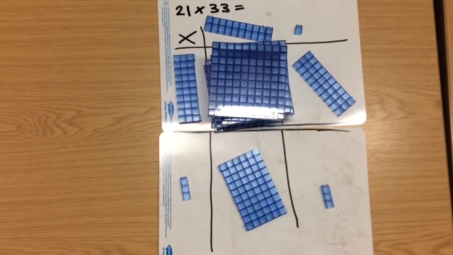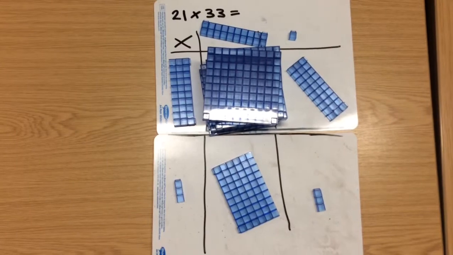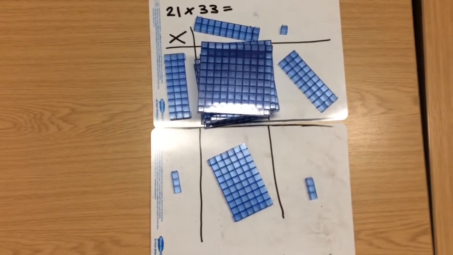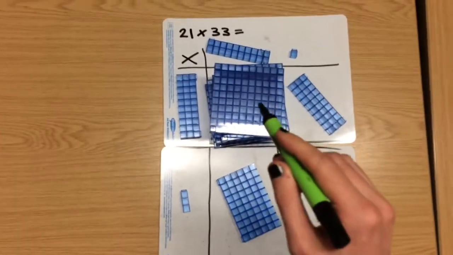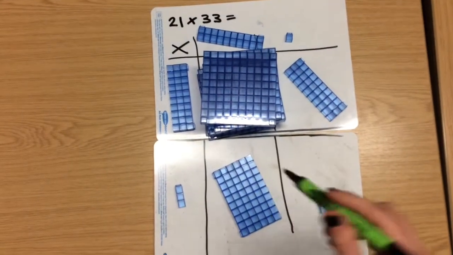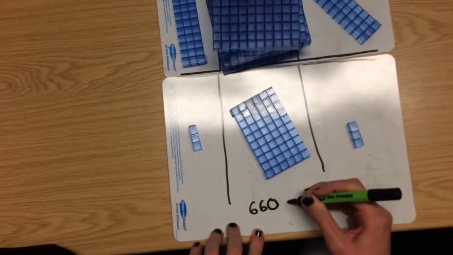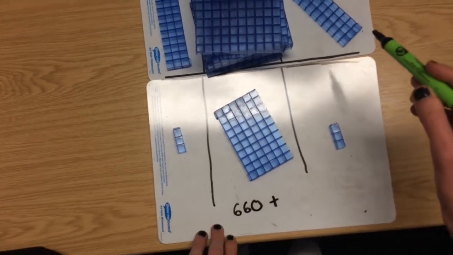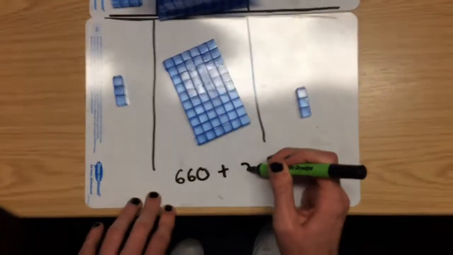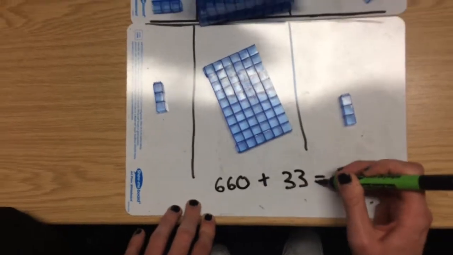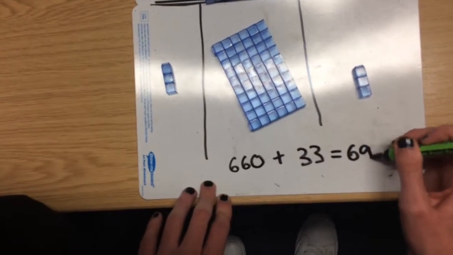The Deans are also very helpful for learners to add together the results of the individual sums using repeated addition. For example, here we have six 100s and six 10s, which we know is 660. And here we have three 10s and three 1s, which is 33. Add those together and we get 693.